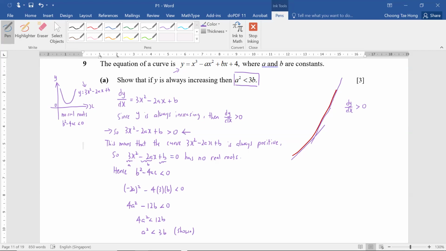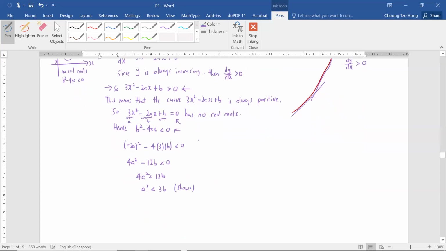So we should know that if the quadratic graph is always greater than 0, it means it always lies above the x-axis. Then if you try to equate it to the x-axis, whereby y is 0, and try to solve for x, you should have no real roots. So if no real roots, then the discriminant is less than 0, then we go ahead and solve, and we are able to show what they want us to show. So this is by no means an easy question. You've got to be strong in your concept. Hopefully, after you view this video, you understand the question better, and you remember how to solve it.